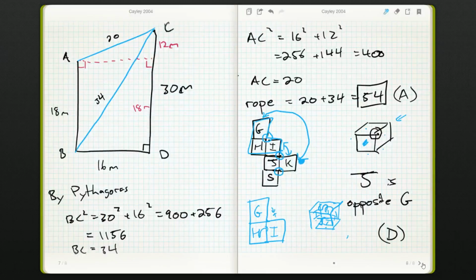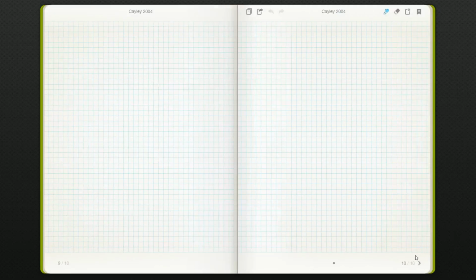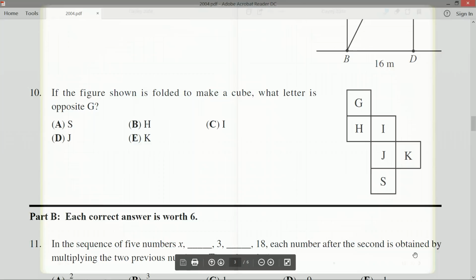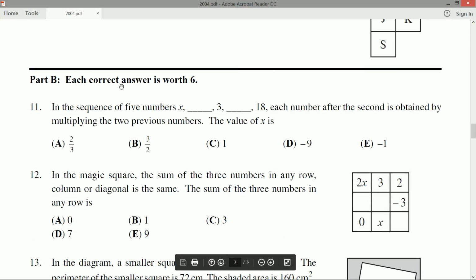So that does it for part A. We're going to be looking at question number 11, the very first question in part B, where the questions are now worth 6 marks, but we'll do that in the next video.